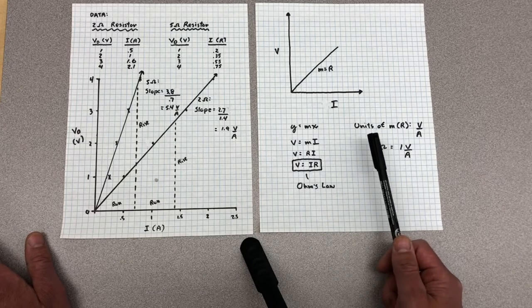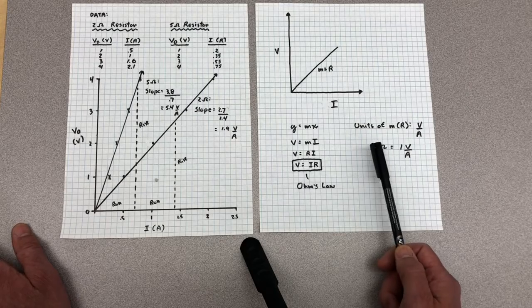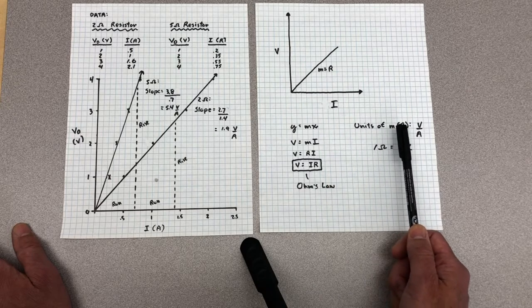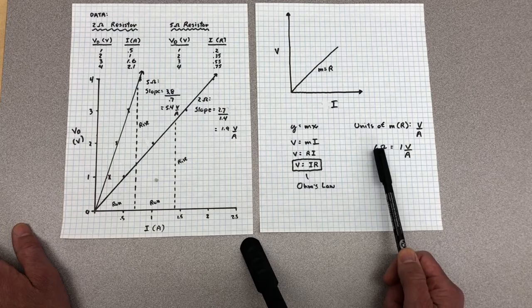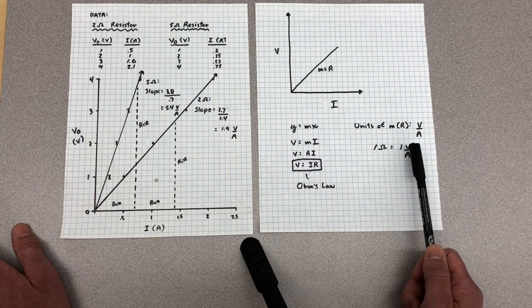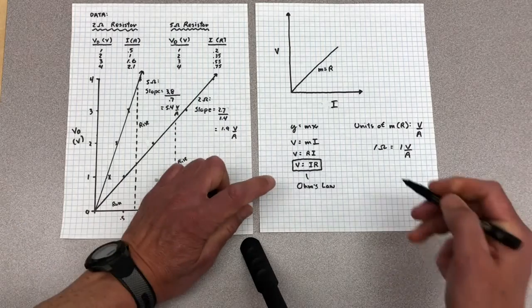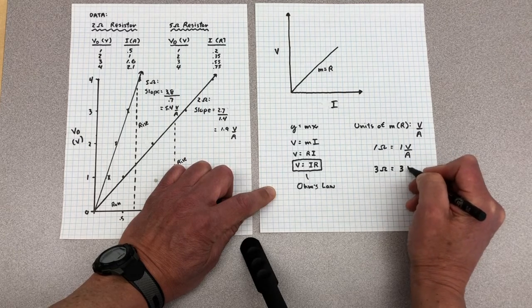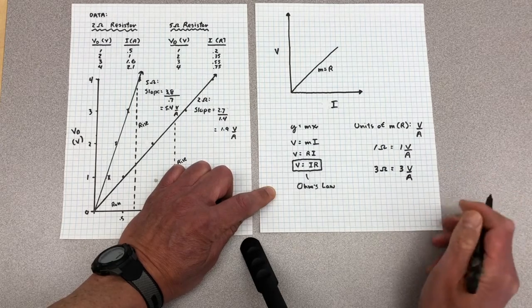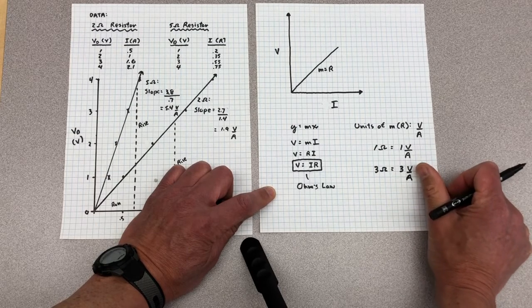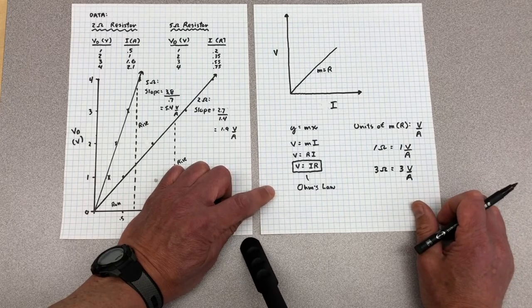A couple other things that you should know from doing the lab is that the units of the slope of our graph in this case, or the units of R, are volts per amp, and an ohm is actually 1 volt per amp. If something has a resistance of 1 ohm, that means it takes a potential difference of 1 volt to drive 1 amp of current through it. If something has a resistance of 3 ohms, that's equal to 3 volts per amp. It's going to take a potential difference, a charge imbalance, equivalent to 3 volts to drive 1 amp of current through it.